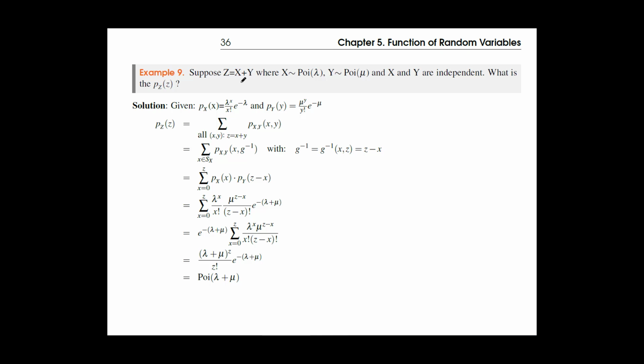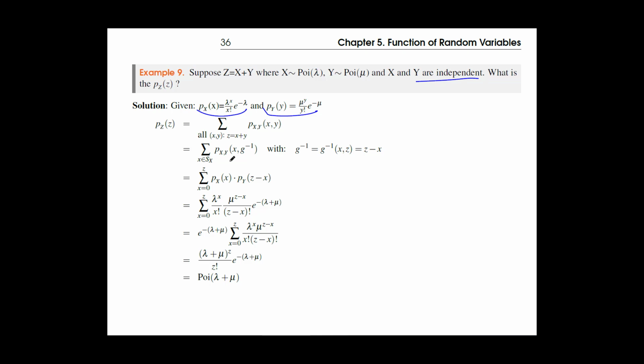Let's see the sum of two Poisson random variables. We know the PMF of Poisson, and they're independent. We know the PMF of Poisson, right? And then we apply the recipe. It says do the sum for all xi's such that they add up to z in this case.